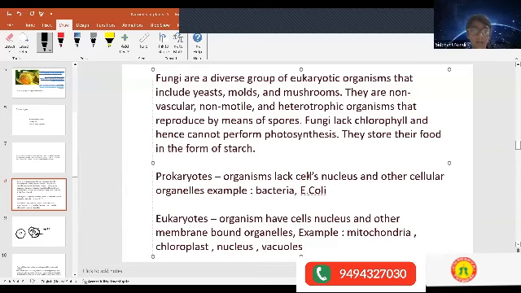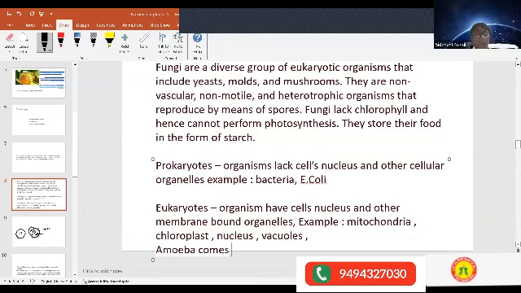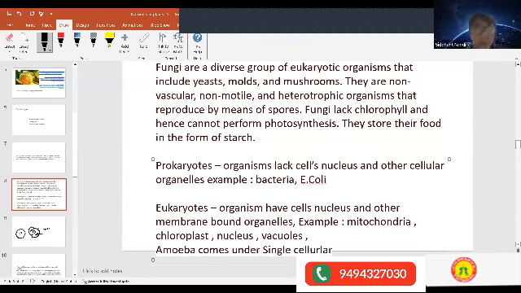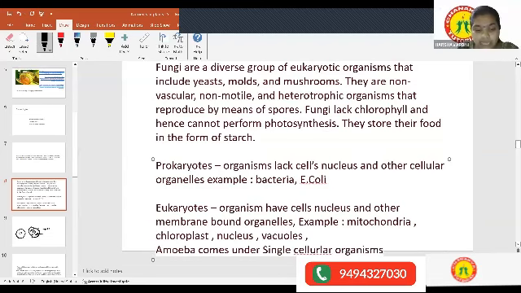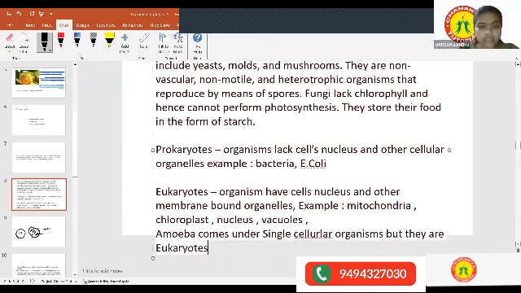Ma'am, then any bacteria, it can be? Yes, any bacteria. Ma'am, common amoeba, common bacteria? No, not amoeba. Amoeba comes under eukaryote. I'll write here: amoeba comes under eukaryote. Yes, they are single-cellular organisms. That's why I'm telling you again and again, single-cellular and multicellular is different from prokaryotes and eukaryotes. Amoeba comes under single-cellular organisms, but they are eukaryotes.